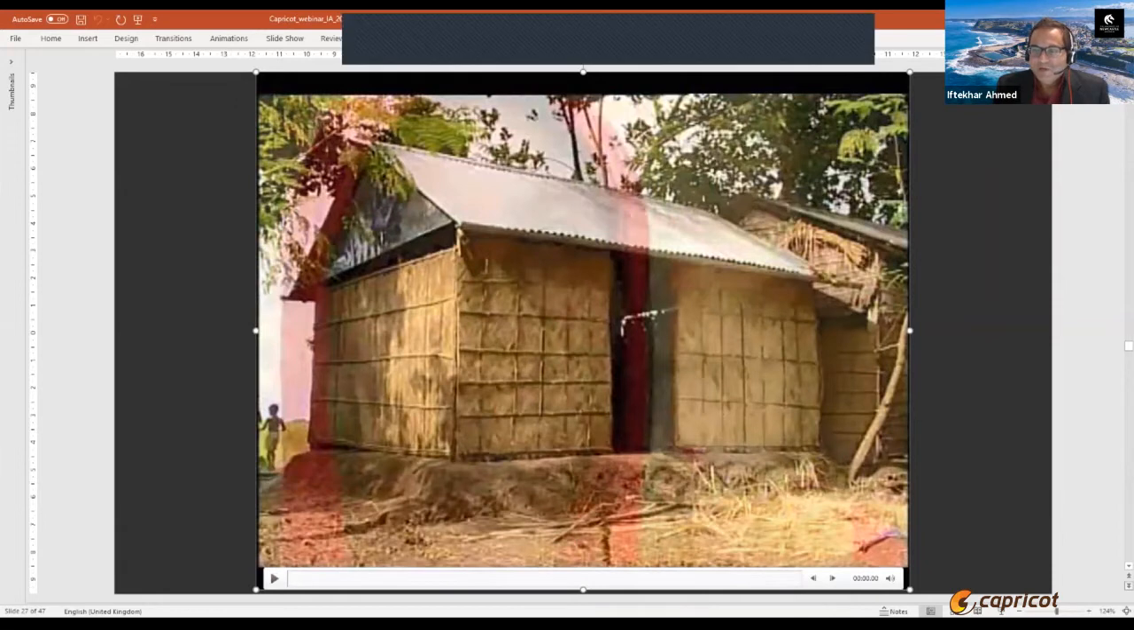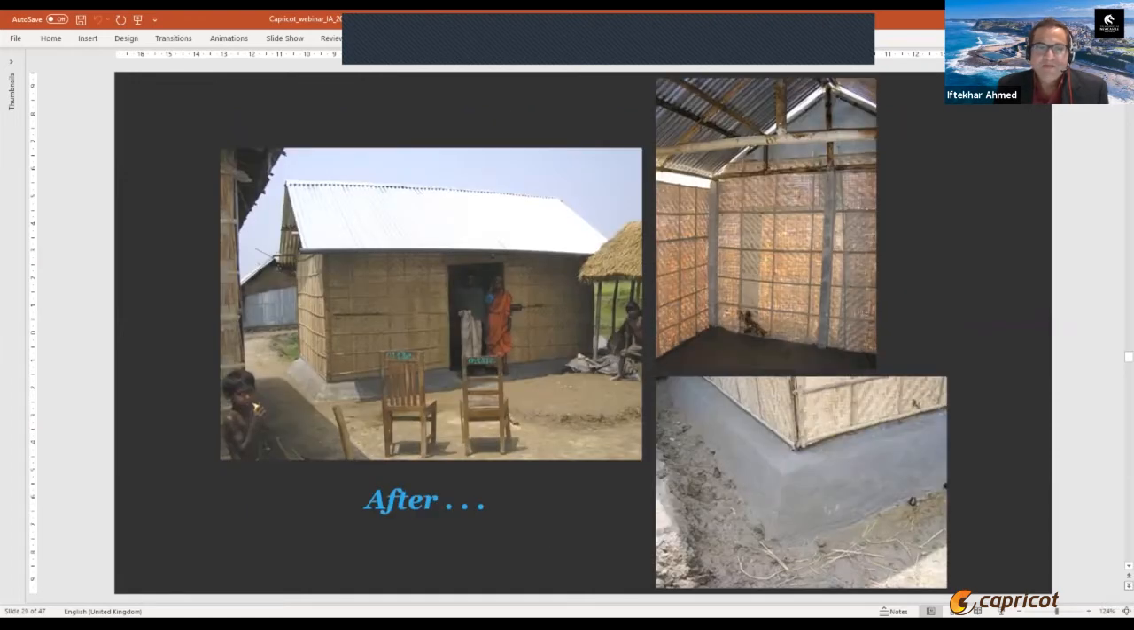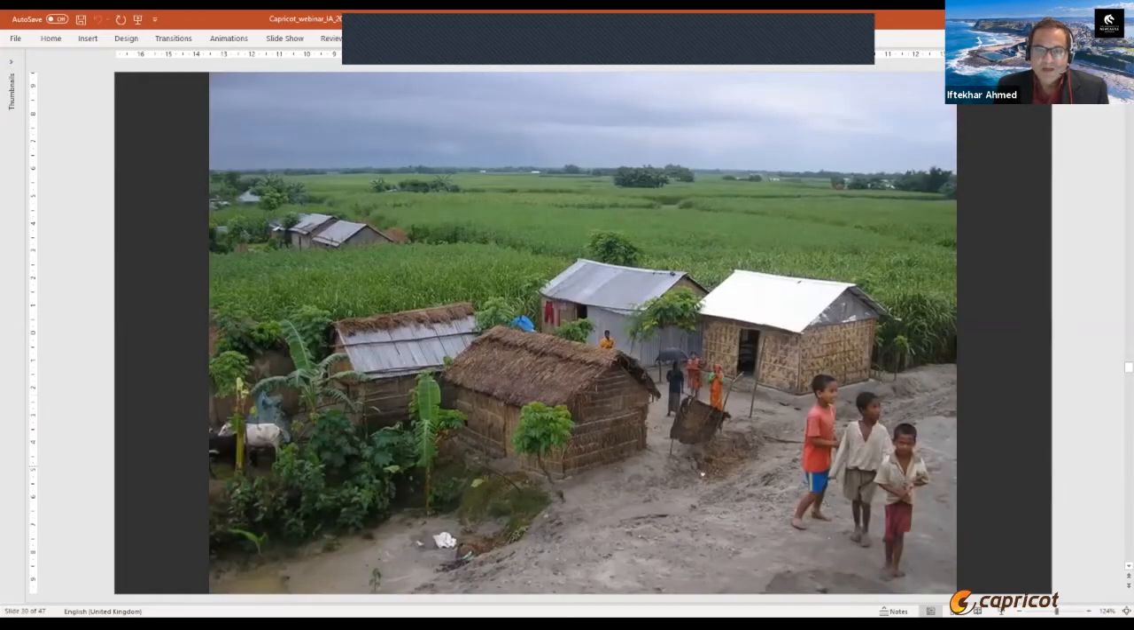Right, that was a very quick clip. You can see the before pictures, how people were staying. And it may seem very modest houses, but a significant improvement in the quality of housing. This is what they were building and this is what they were getting.